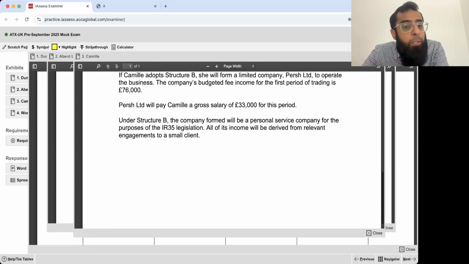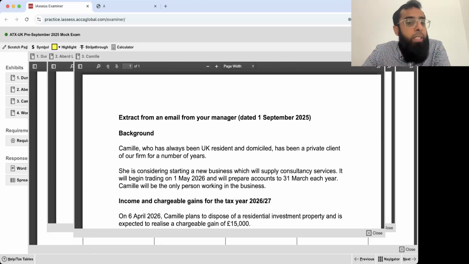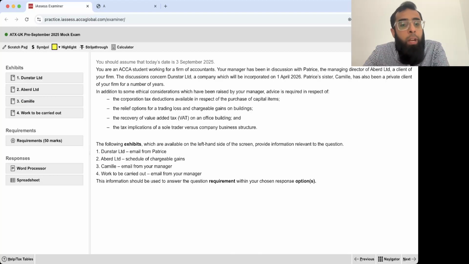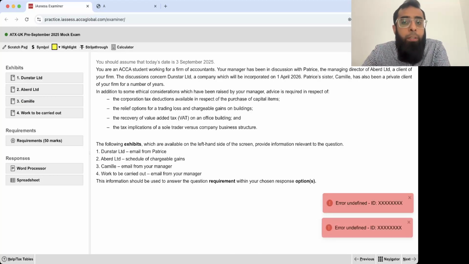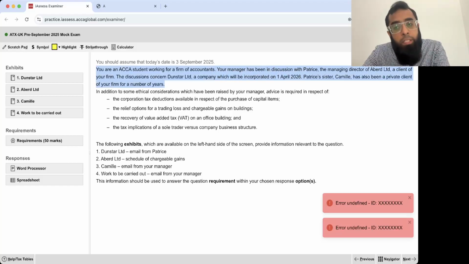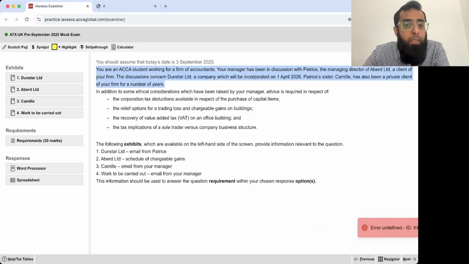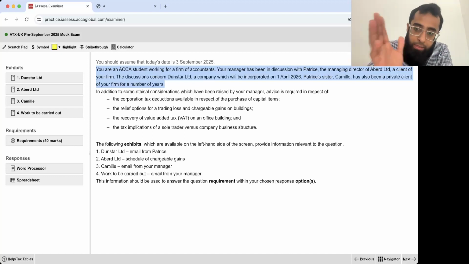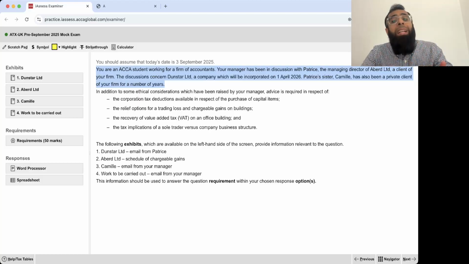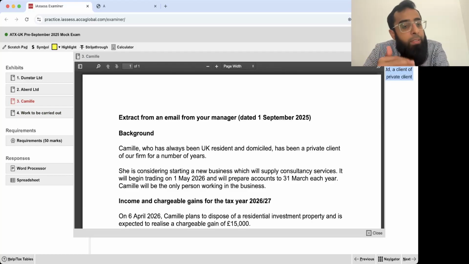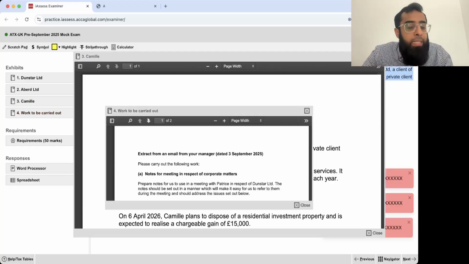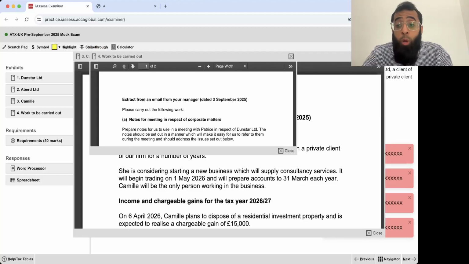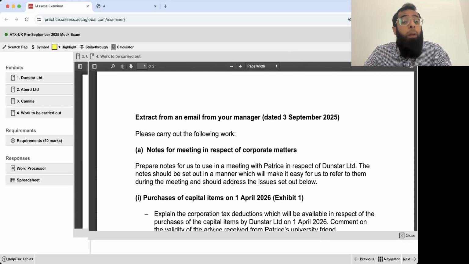Okay, so what I will do is that for now, we will hold this exhibit. Camille, we will hold this exhibit because if you remember the introduction, your manager has been in discussion with Patrice, the managing director of Abrid. The discussion concerns Dunster Limited, which will be acquired on 1st April 26. Patrice's sister Camille has been a private client of your firm. So we will read this later. First, let's read the relevant requirements which we can solve from the data we have covered till now.